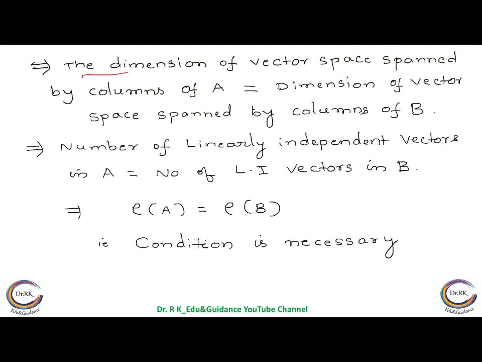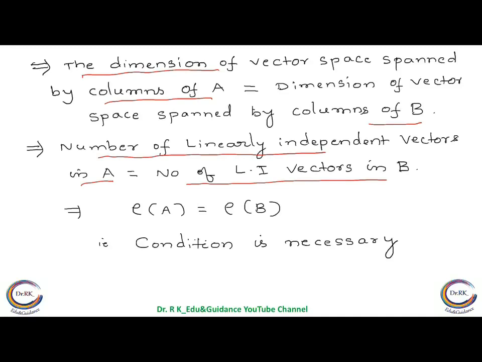What we say is that the dimension of the vector space spanned by the columns of A is the same as the dimension of the vector space spanned by the columns of B, right? So the dimension is the same. We know the definition of dimension: it is nothing but the number of linearly independent vectors of A, which is equal to the number of linearly independent vectors of the matrix B. And this number of linearly independent vectors is nothing but the rank. So rank of A equals rank of B. That means the condition is necessary.